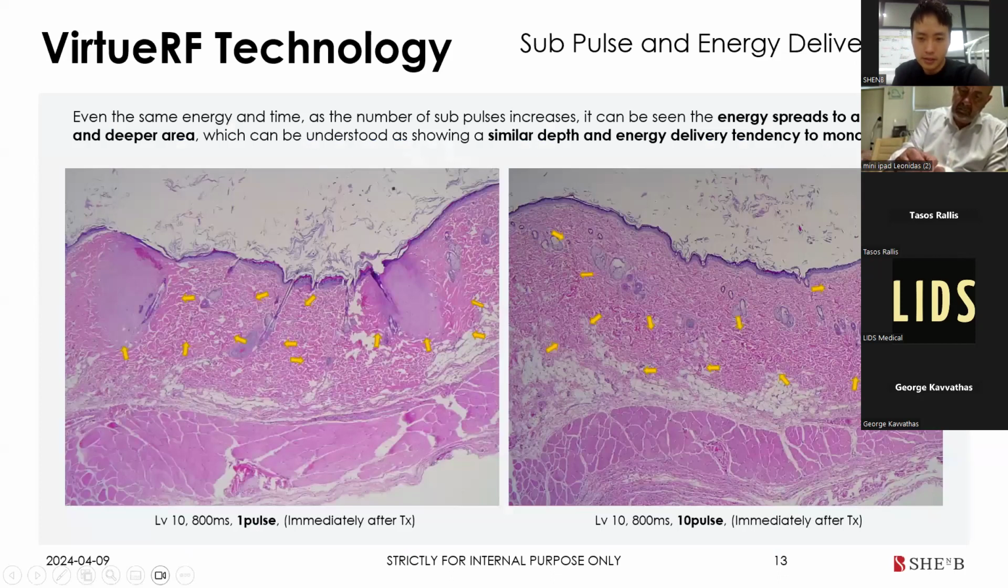These are the same histology photo. The right side is a continuous wave. We can see a coagulation zone strongly generated close to the epidermis layer where the needles were penetrated inside. In the other photo, you can see that there is no coagulation zone generated on the needle side, but much deeper inside the tissue, the reaction is happening over there.